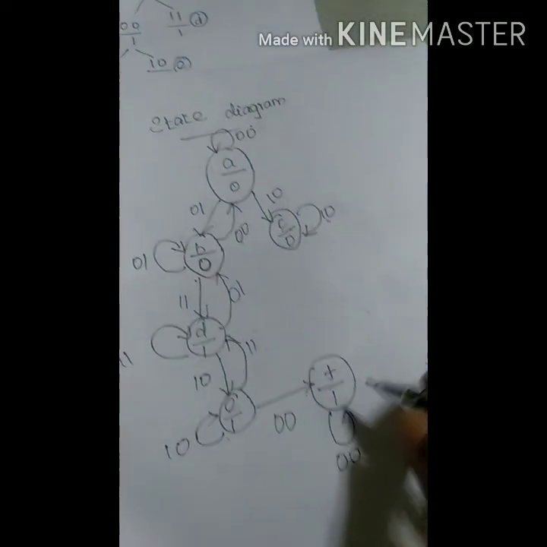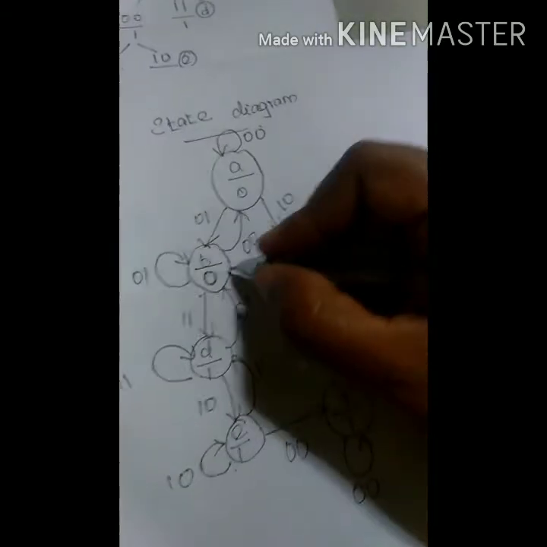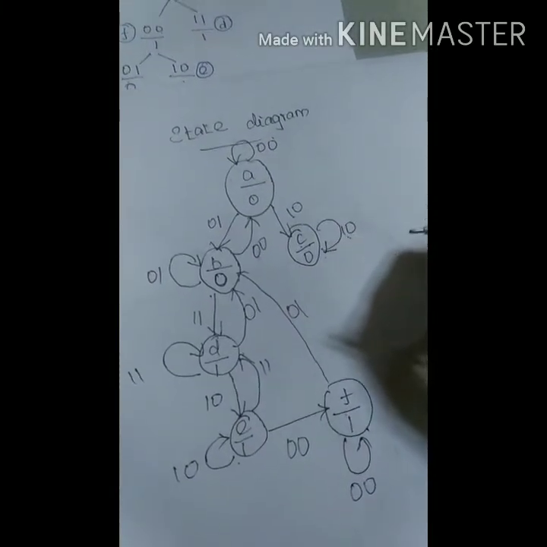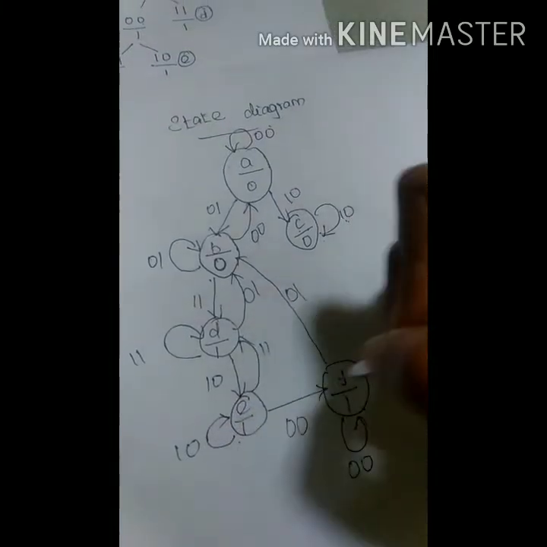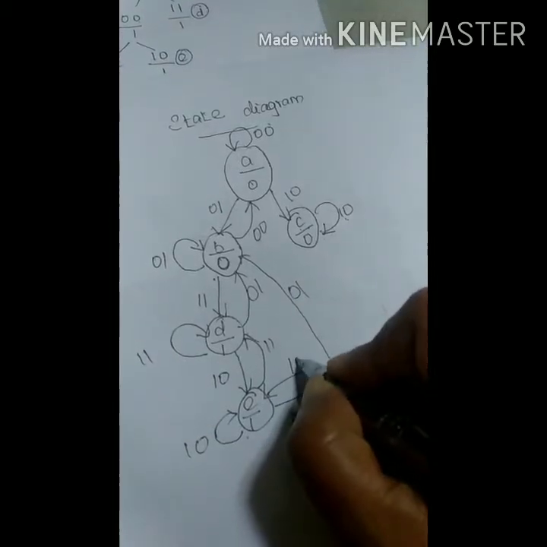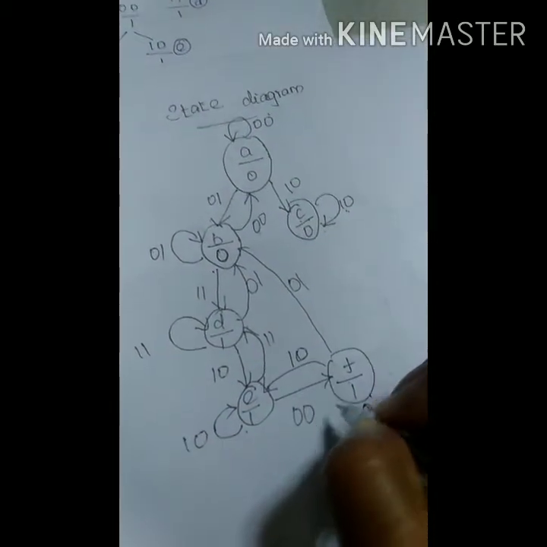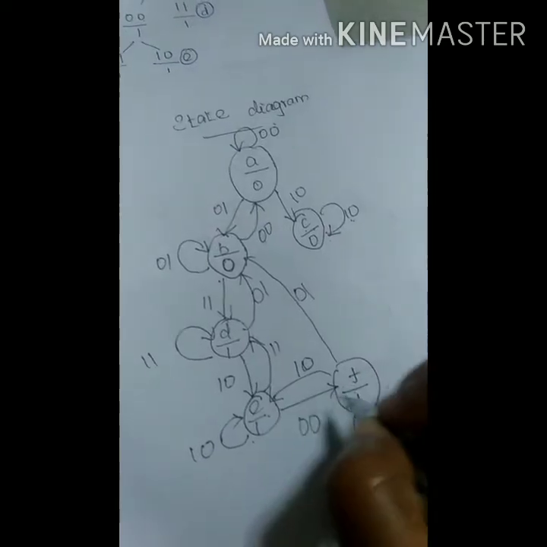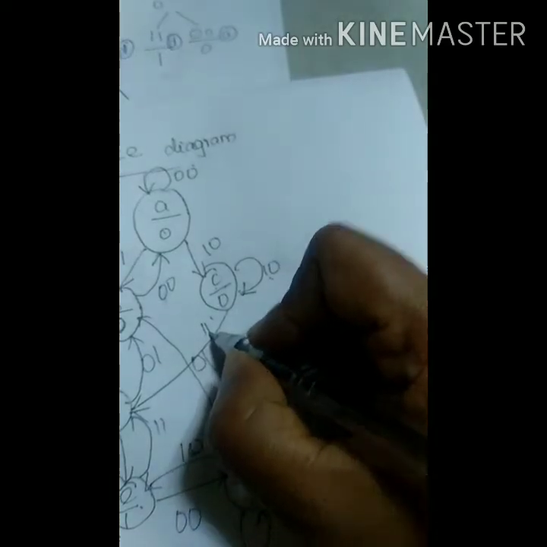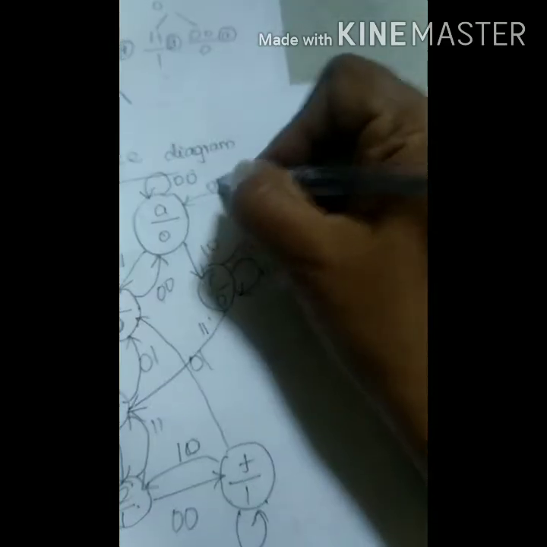Then if I am giving 0, 1 to the F state, it will go to the B state. If I am giving 0, 1 to the E state, it will go to the F state. If I am giving 1, 0 to the F state, it will go to the E state. Then coming here, C state. In the C state, if I'm giving 1, 1, it will go to the D state. If I'm giving 0, 0, it will go to the A state.